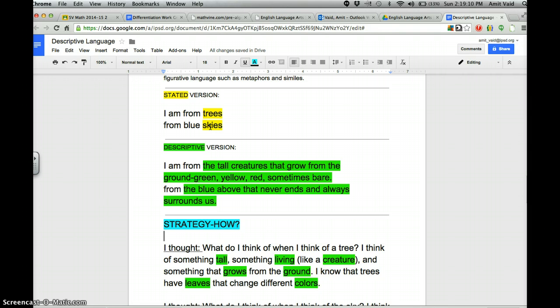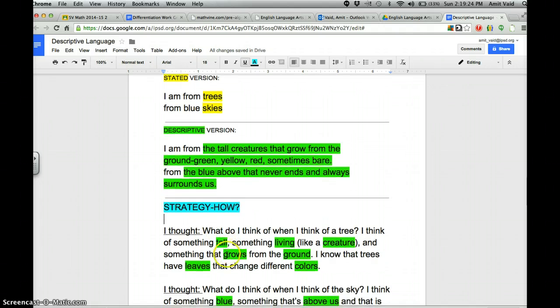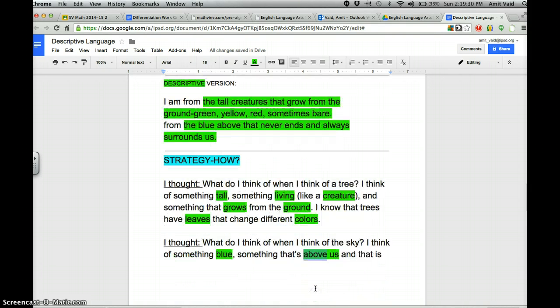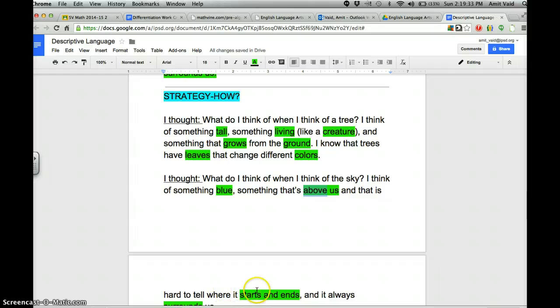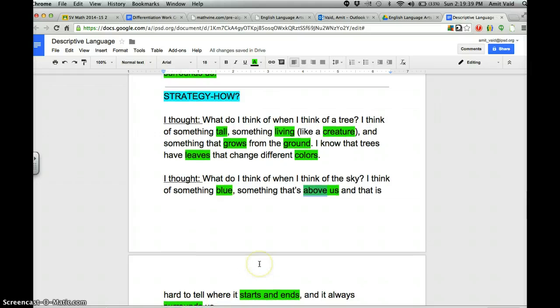So when you go to change your words into more descriptive phrases, what you have to do is think of what you think when you think of this word. So when I thought of skies, what do I think of when I think of the sky? I think of something blue, something that's above us, and that is hard to tell where it starts or ends, and it always surrounds us. So those are the things that I think of when I think of the sky.